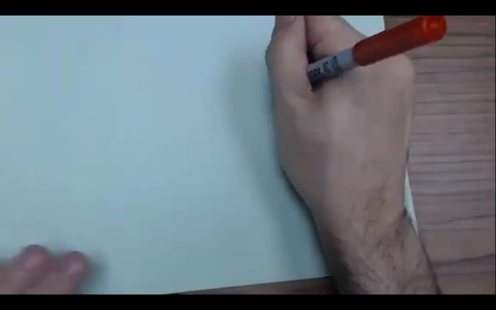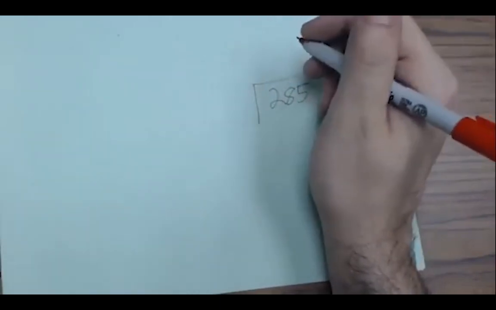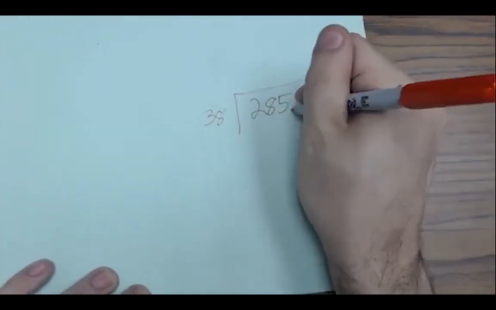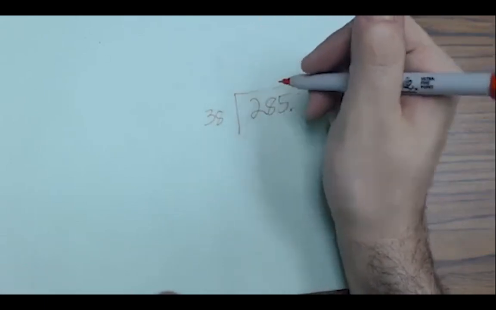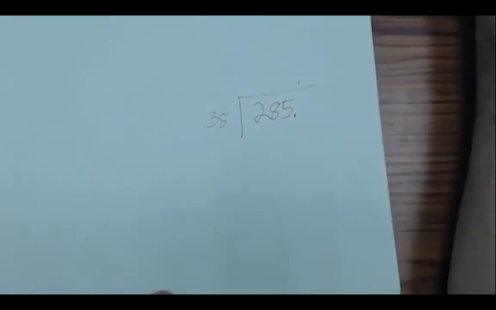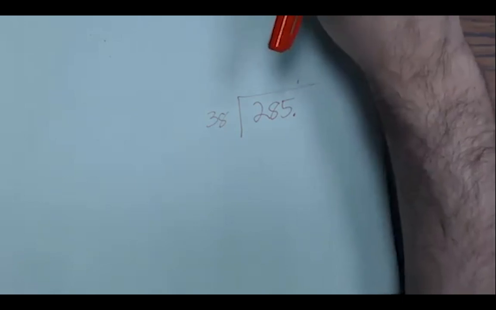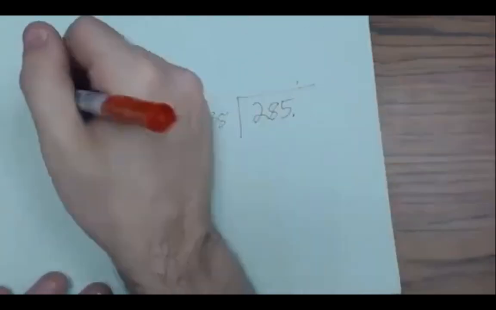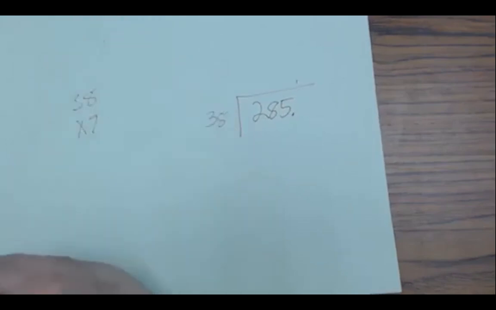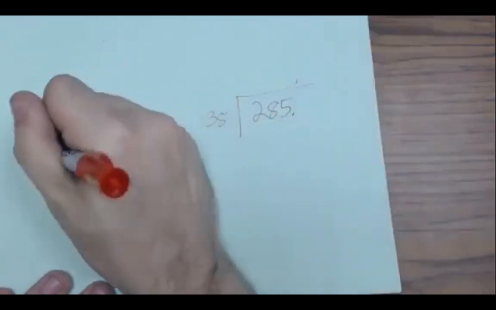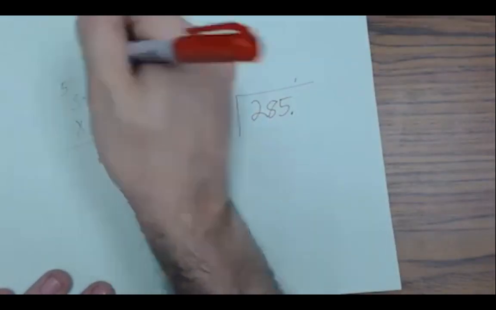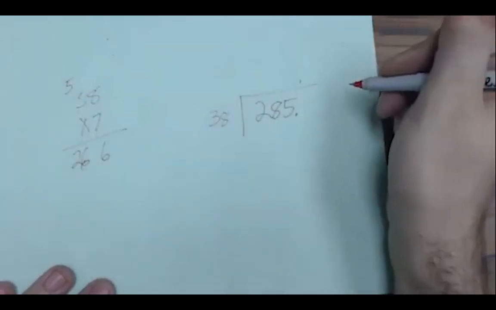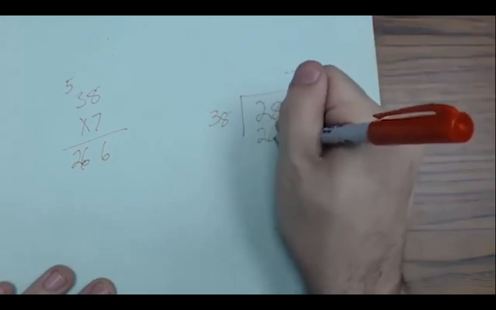So I need to do 285 divided by 38. 38 doesn't go into 2. It doesn't go into 28. So we have to do 38 times some numbers. Eventually we'll get 38 times 7. 7 times 8 is 56. Carry the 5. 7 times 3 is 21 plus 5. That's 266. Times 8 is too much. So it does go in 7 times.